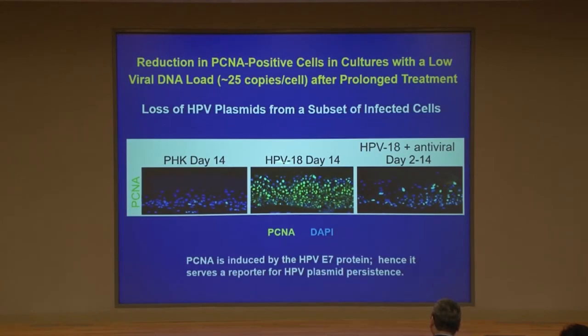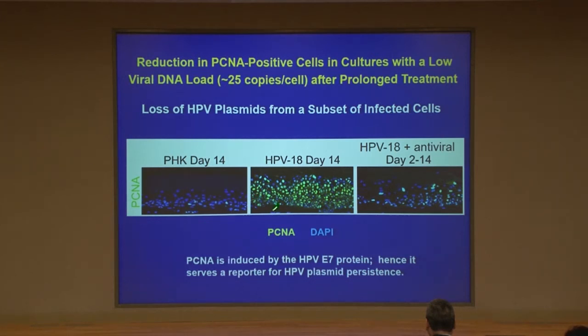Now, if we treat them from very early on, day 2, when we lift the raft culture, and this happened to be a raft culture that has a very low copy number per cell to begin with. And on day 14, if it's untreated, we are probing for PCNA. Remember, PCNA is induced by E7. Okay, cell cycle reentry is accomplished by E7 expression. PCNA is in virtually all the superficial cells.